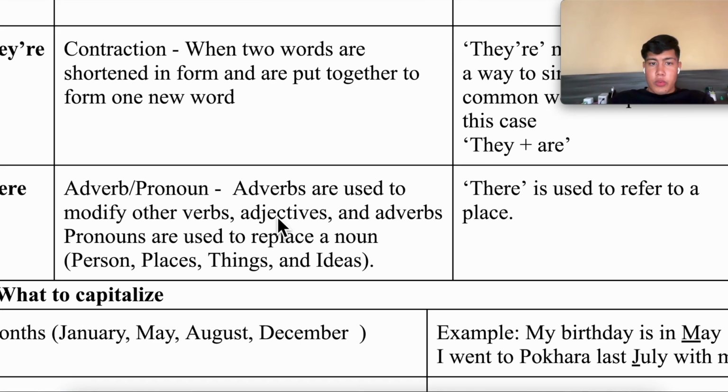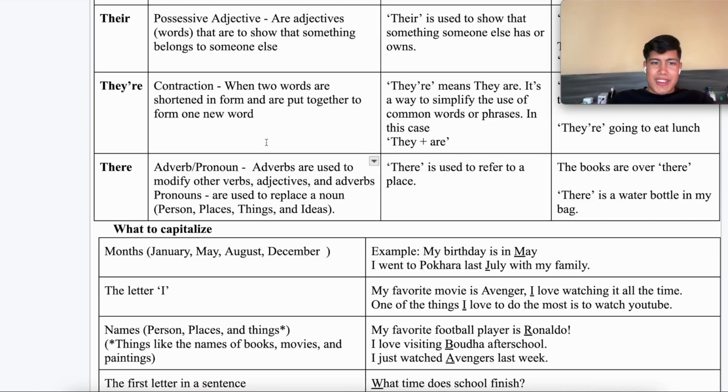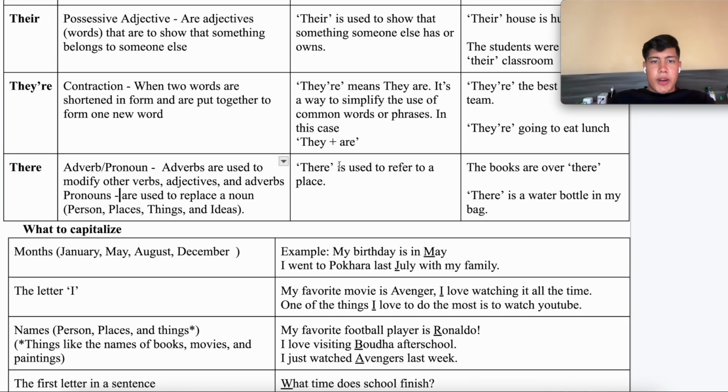Adverbs are used to modify other words, adjectives, and other adverbs, of course. And pronouns are used to replace a noun: person, place, things, and ideas. Now we review these more down here, so you don't really need to know what this part is. But there is used to refer to a place. So I'll say, there are books over there, or there's a water bottle in my bag right over there, or there are a bottle of gummies right there.